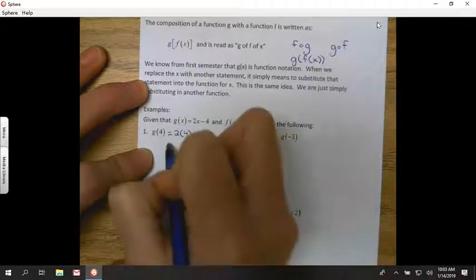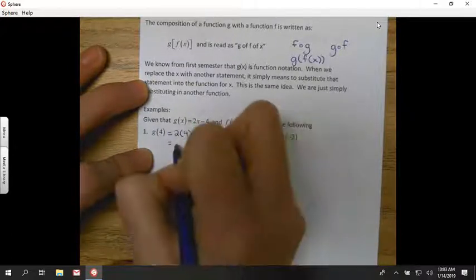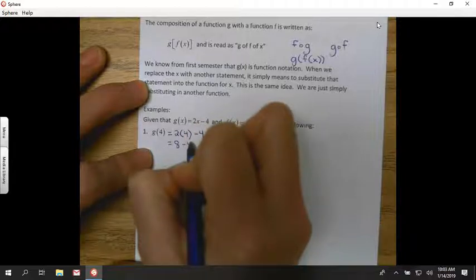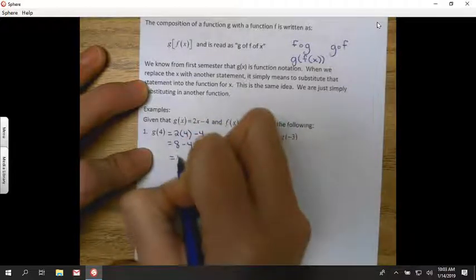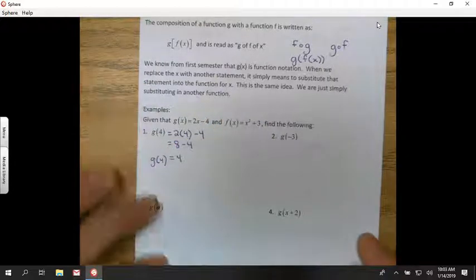Once I've done that, I'm going to do the math to get my answer. So 2 times 4 gives me 8, and then 8 minus 4 gives me 4. So g of 4 is 4.